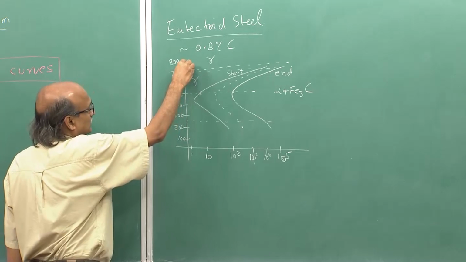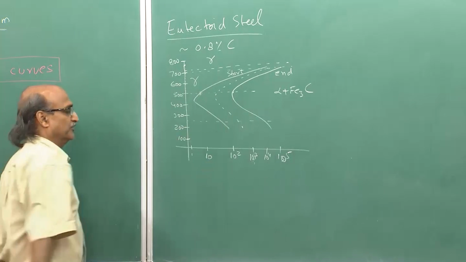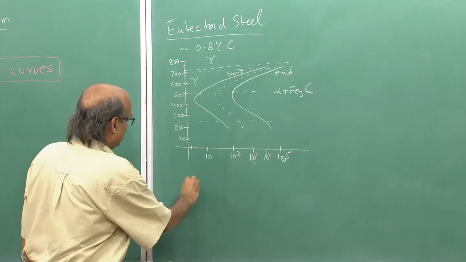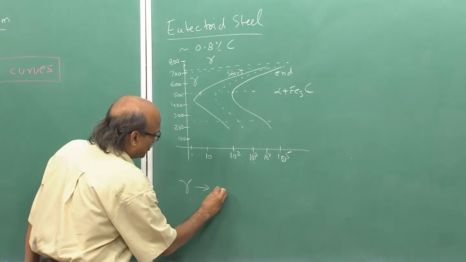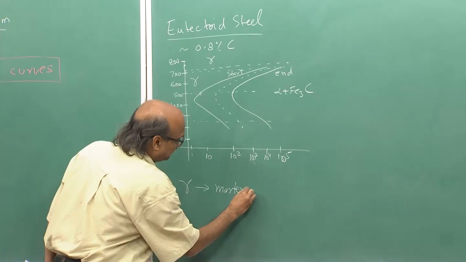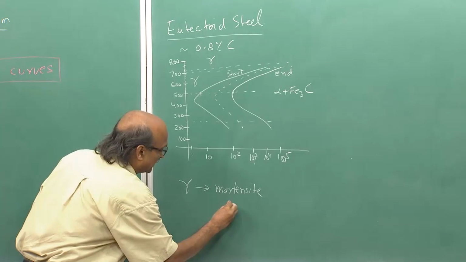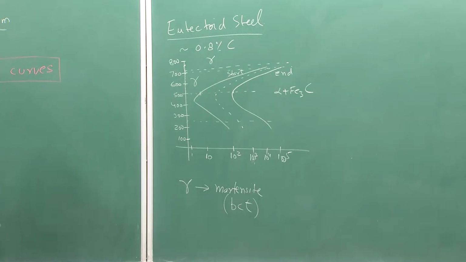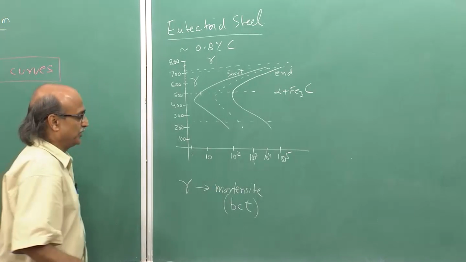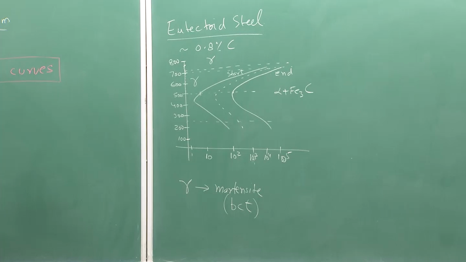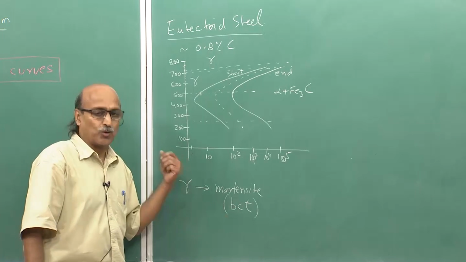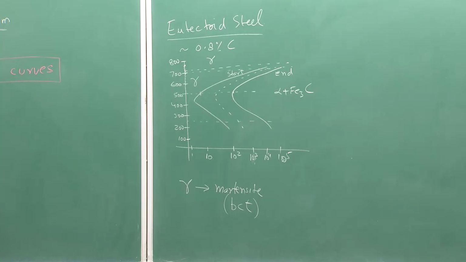What would happen if I just continue to cool down without touching the C curves? Then in the case of steel, austenite gamma transforms to what is called as martensite, which is a metastable phase and its crystal structure is body centered tetragonal. This transformation is a diffusionless transformation and it takes place through a shear mode. However, this particular transformation will not be discussed in this course, it is beyond the scope of this particular course.